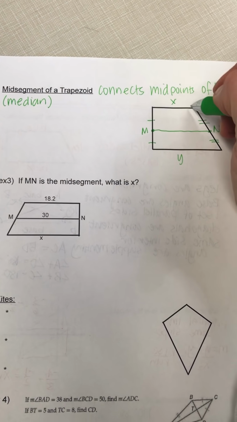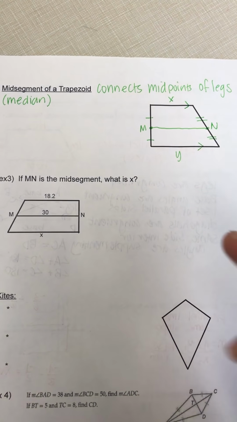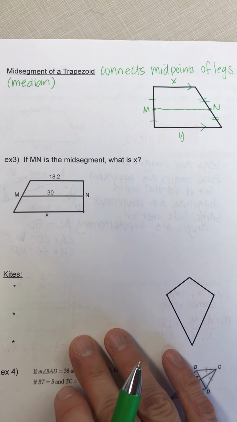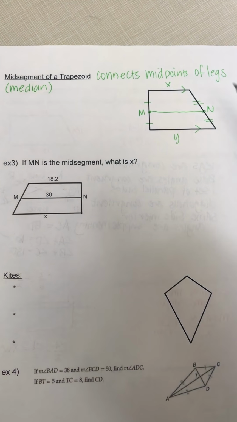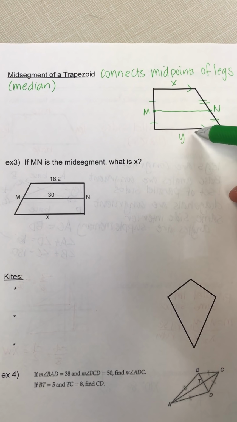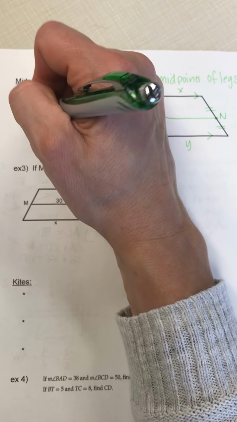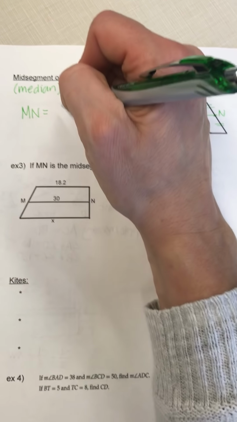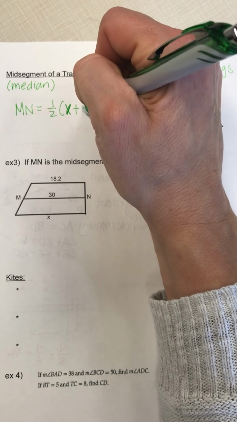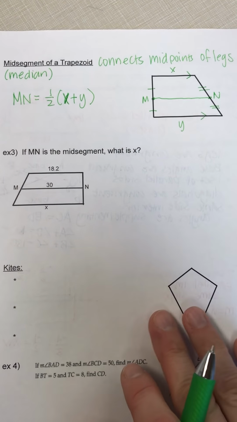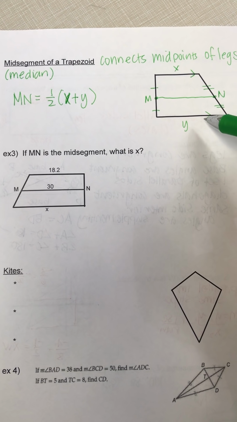And again, we have a trapezoid, so here are my parallel sides. And so that mid-segment is always going to be the average of the other two lines. So the MN, our mid-segment, is going to equal 1/2 of X and Y together. So you take the average of the two.